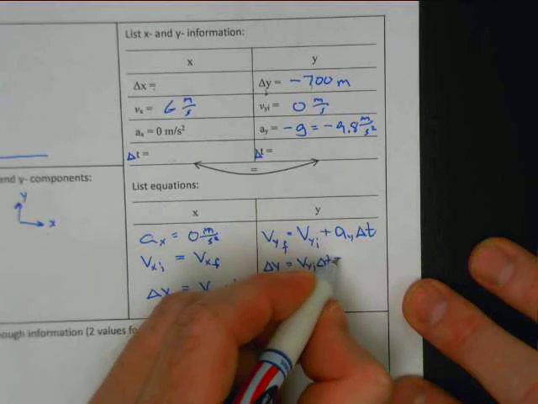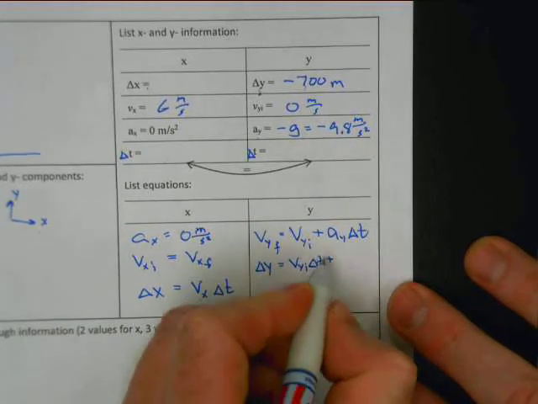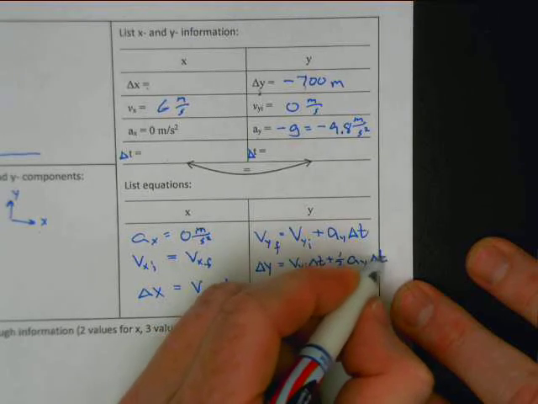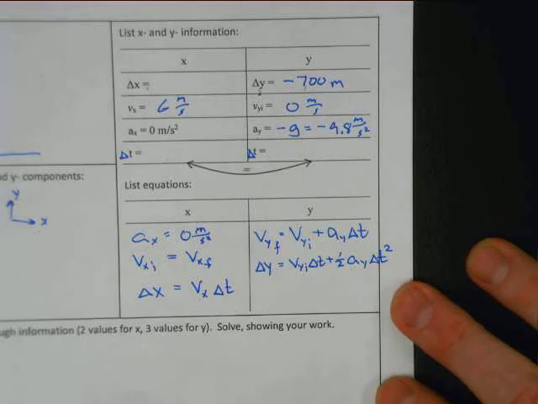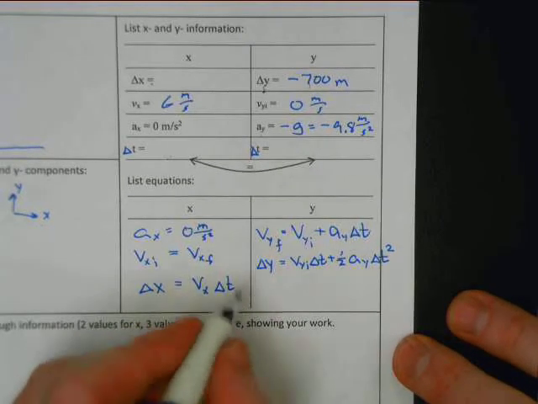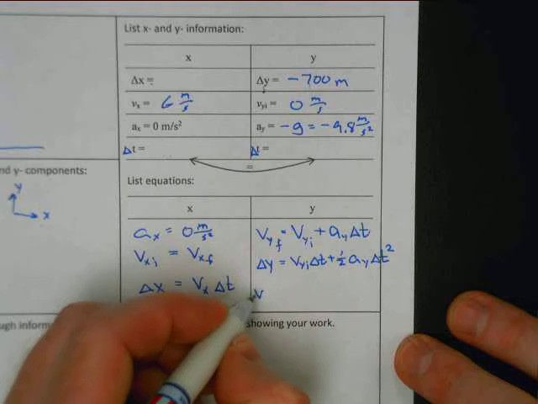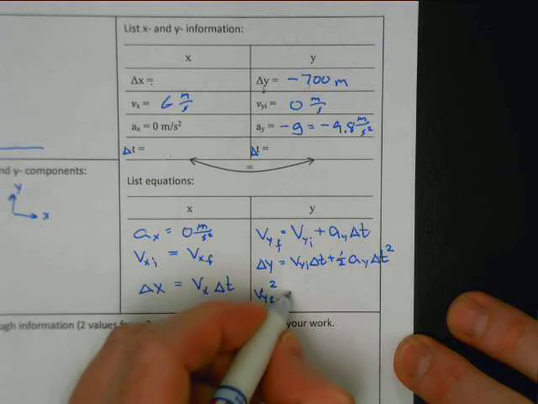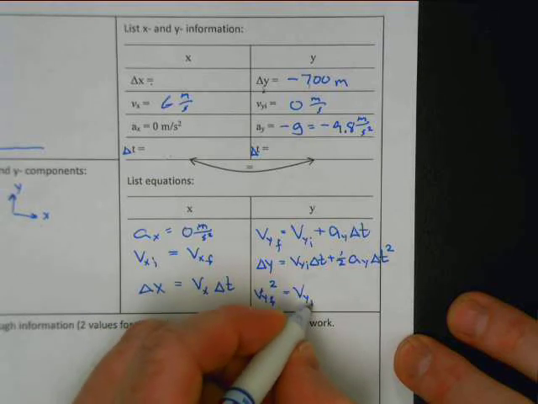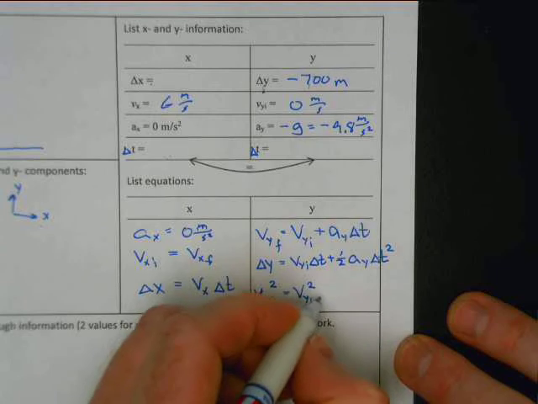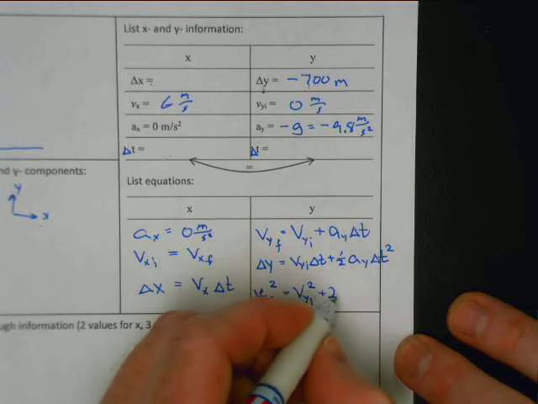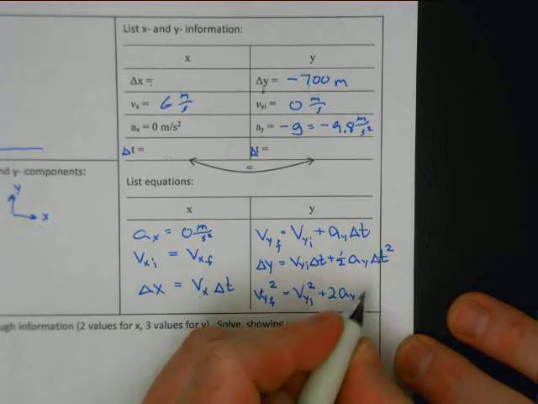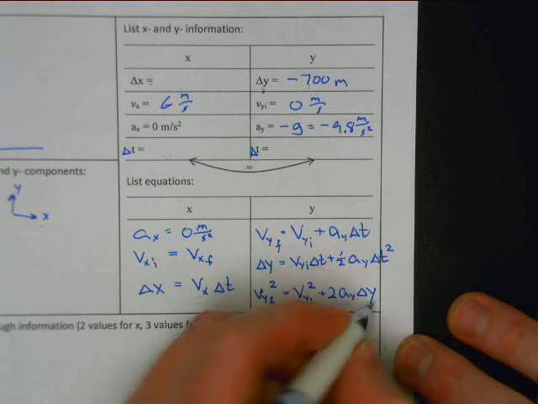Let's see if I can squeeze it all in here. It might run out of room. Plus, we got a 1/2 acceleration in the y direction times delta t squared. I just got there. The last one, this is velocity in the y direction final squared equals velocity in the y direction initial squared plus 2 times acceleration in the y direction times not time but displacement in the y direction delta y.